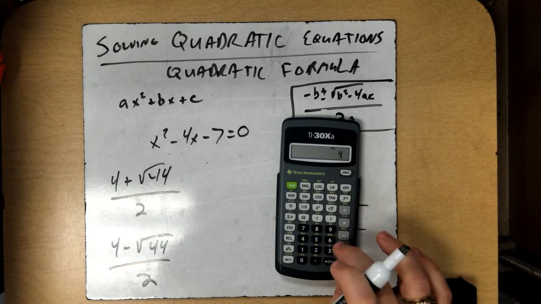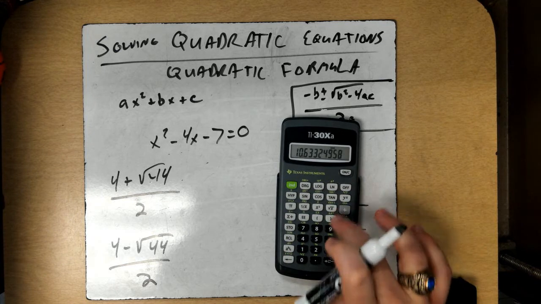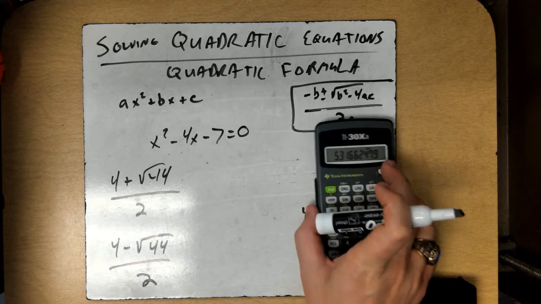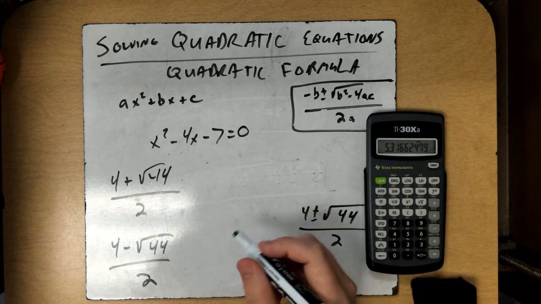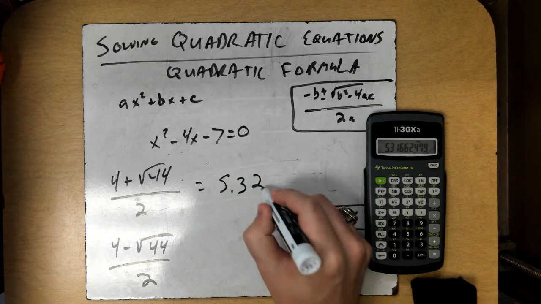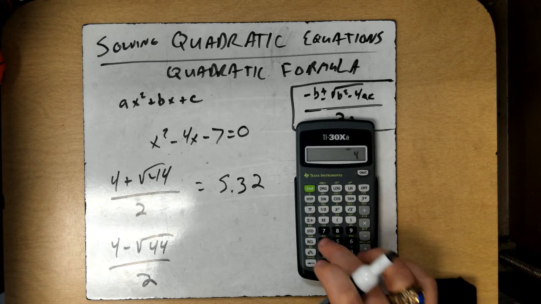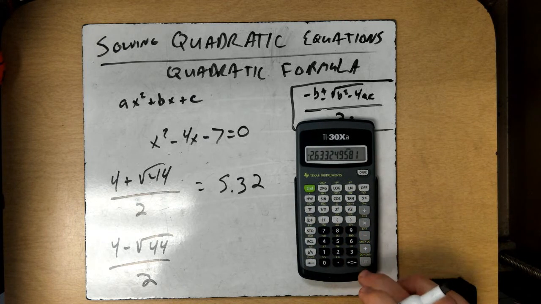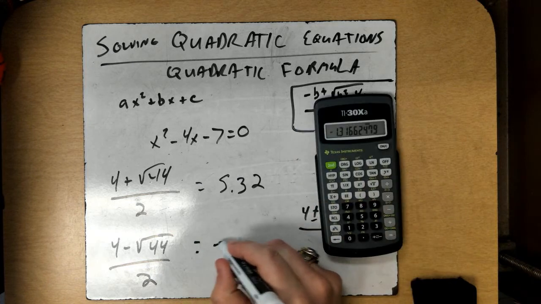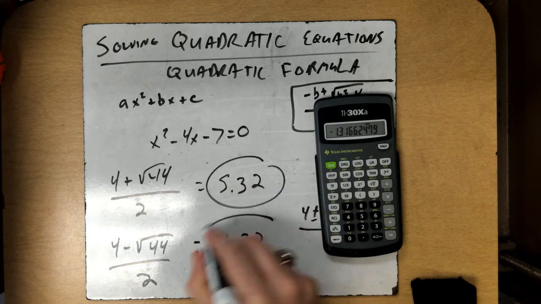So 4 plus the square root of 44 equals, divided by 2 equals 5.3. And we'll round 5.32. And then 4 minus the square root of 44 equals, and then divide by 2, and that equals negative 1.32. Okay.